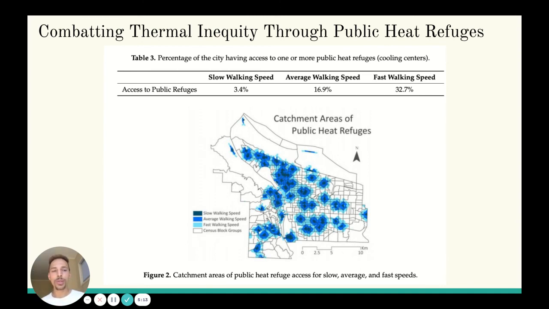Public heat refuges are really important. So this graph here shows different walking speeds. I think it's related to kilometers per hour that you could go. So even at a fast walking speed, what they deemed the fastest walking speed, only 33% of the population of this part, this is Portland, Oregon. So only 33%, or 32.7, about a third of the population of Portland, Oregon, even at a fast walking speed, would be able to get to a public heat refuge if there was a major heat event. And so that means 2/3 of the city would not have access.